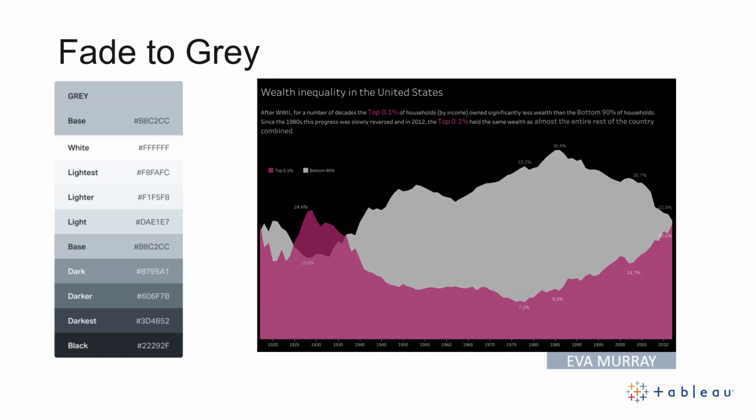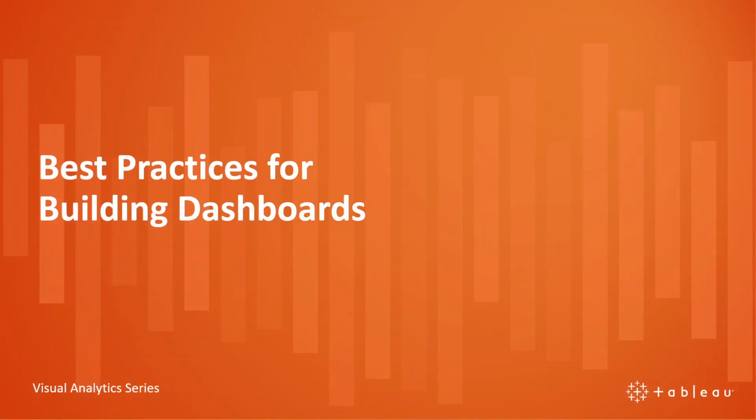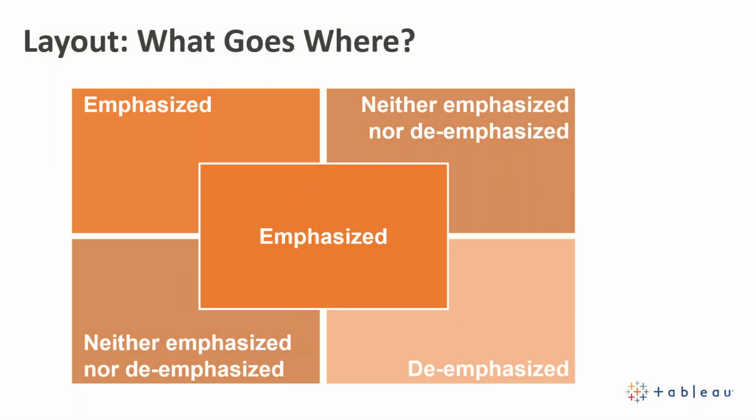Eva Murray visualized wealth inequality in the United States over time. She has dimmed the color in the back so that you can focus on the forefront. And we can see here that by the year 2010, the top 0.1% of the population had accumulated as much wealth as the rest of the population.